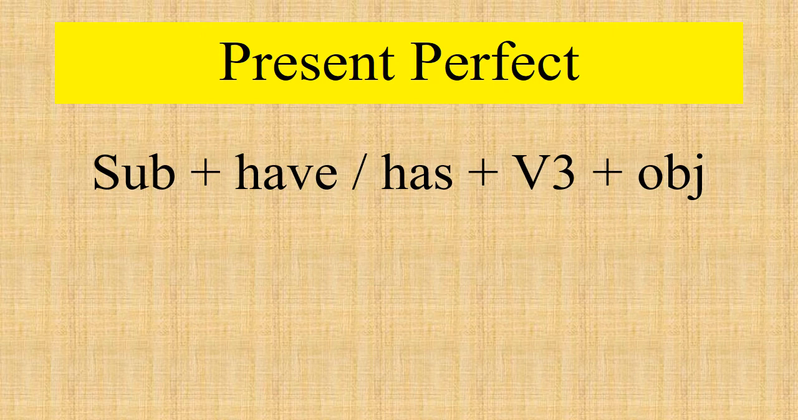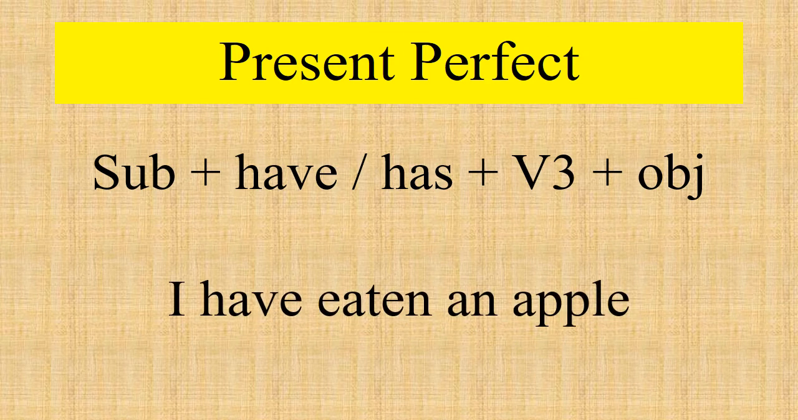Okay. So now where will we be using have and has? If our subject is I, you, we, with that we will be using have, and if our subject is he, she, it, with that we will be using has. So let us look at the example. I have eaten an apple. Here my subject is I. So with that I have used have, and our verb is eaten. Object is an apple. I have eaten an apple.